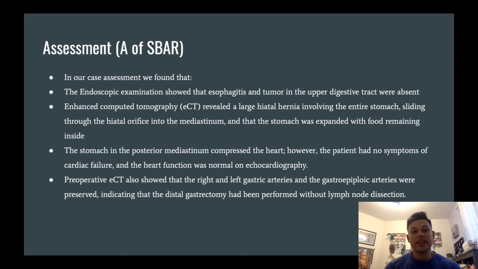Finally, preoperative ECT scans also showed that the right and left gastric arteries and the gastroepiploic arteries were preserved, indicating that the distal gastrectomy had been performed without lymph node dissection.